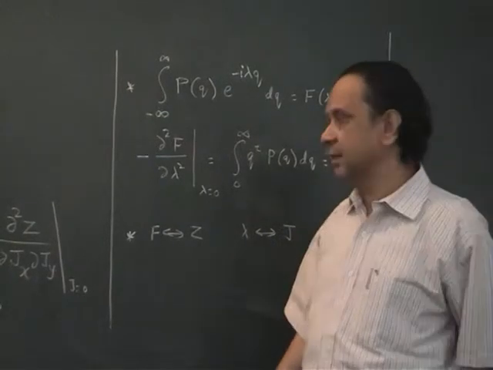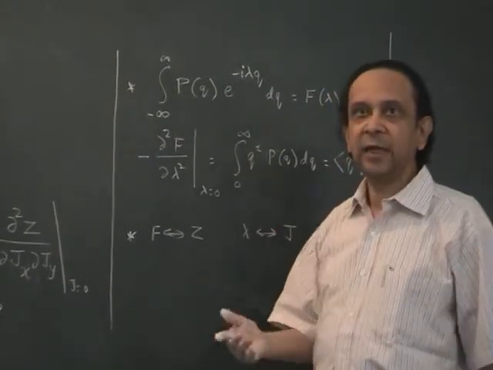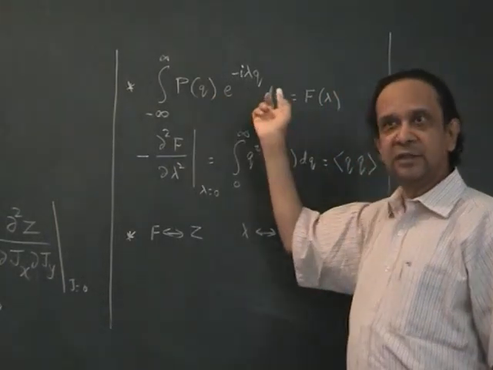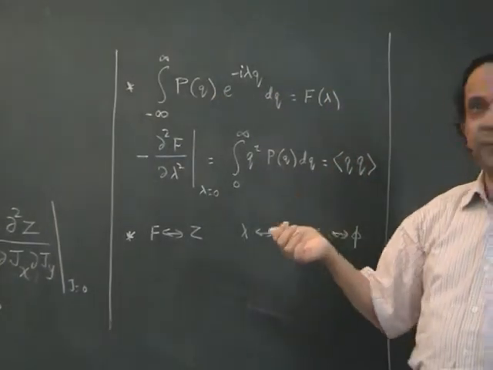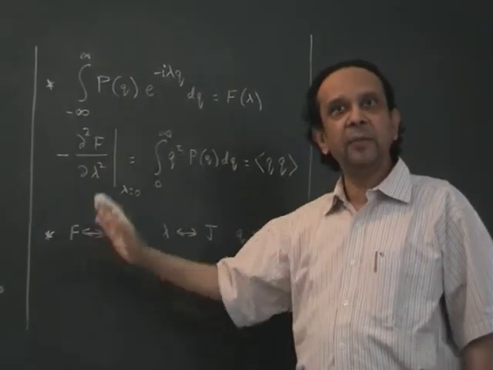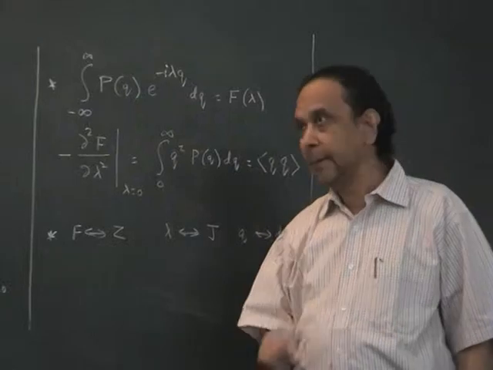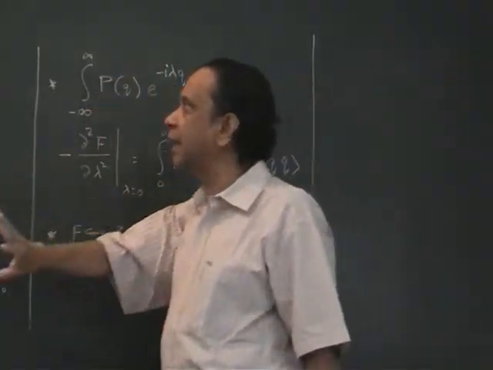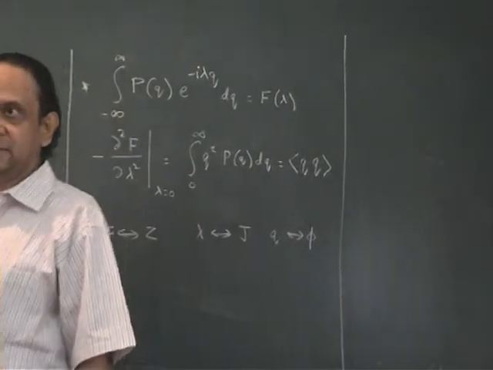The only difference is, normally in statistical mechanics or probability theory, you will be given P of q, then you will do this Laplace transform or Fourier transform in order to get this f of lambda. Then using that, you can calculate all the mean values. Here, we started with this f of lambda because we arrived at that f of lambda in some way. This is Z of J.